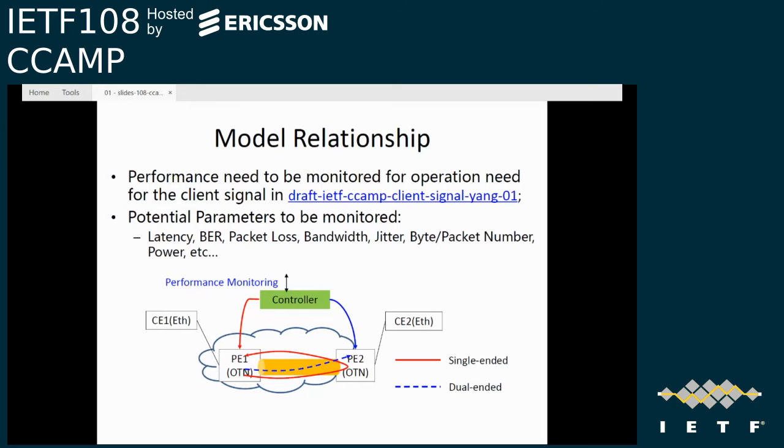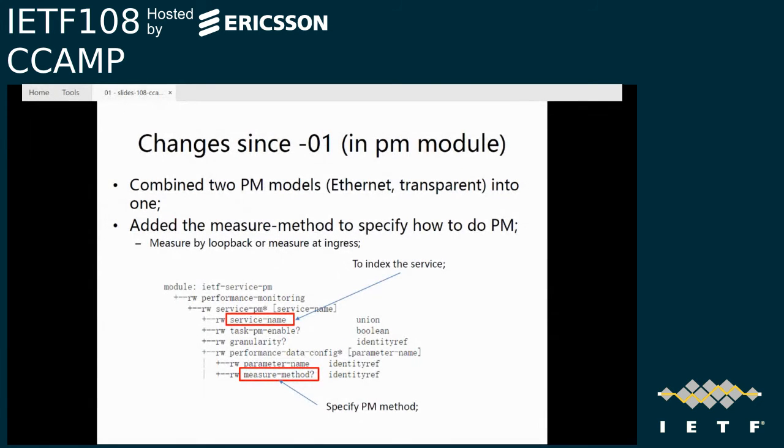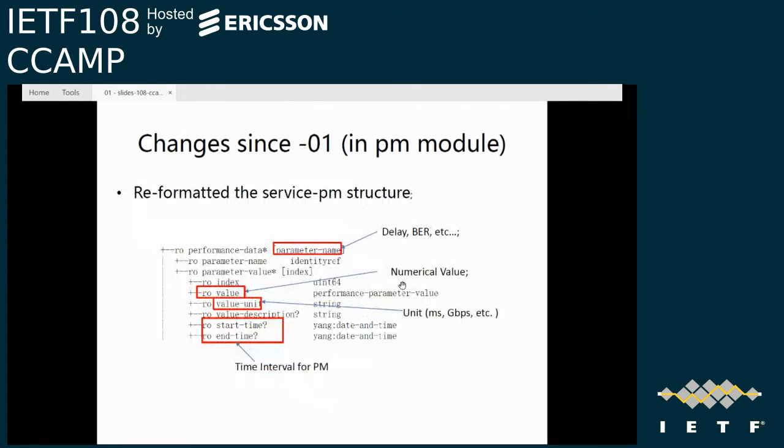Next, please. Okay, we have made changes compared with the previous version in the PM module. Originally we had two client signal models, one for Ethernet and one for transparent client signals. In the previous version, we also had two PM models, but they were quite similar to each other. In this version, we successfully combined them into one. And as stated in the previous page, we also add the measure methodology to specify how to do the PM. Basically, we call it measured by loopback or measured as an ingress, which are the red one and the blue one in the previous page. Next, please.